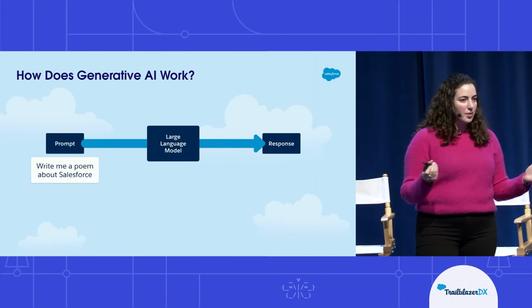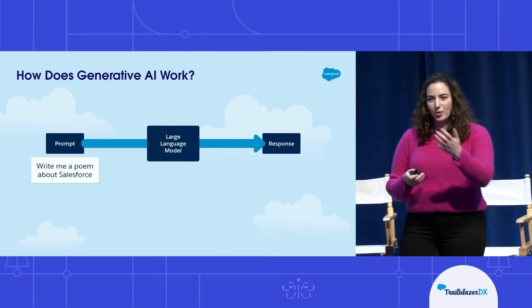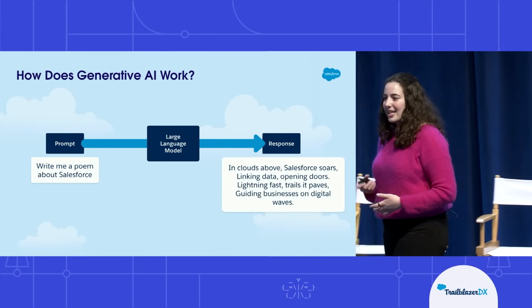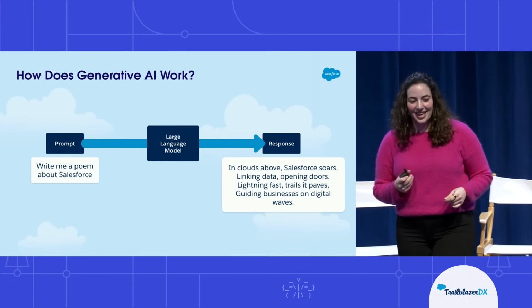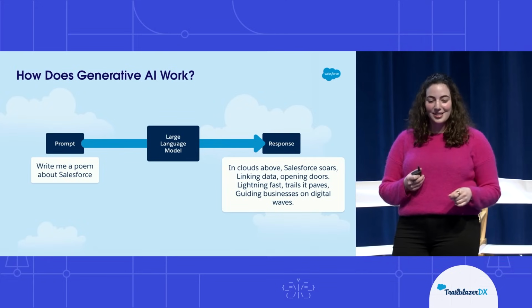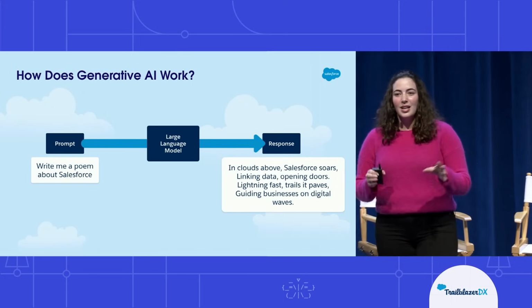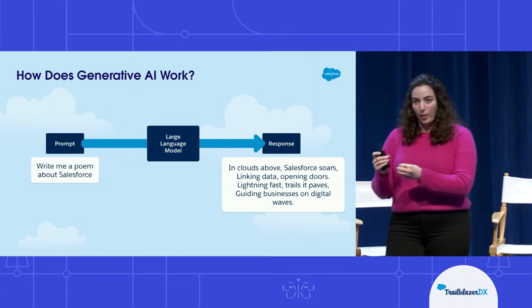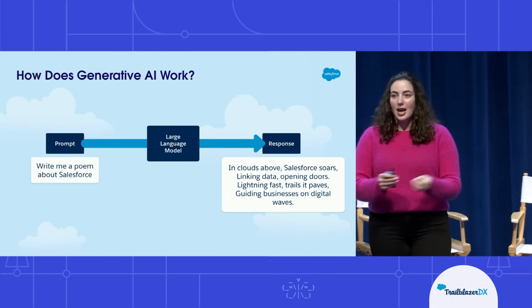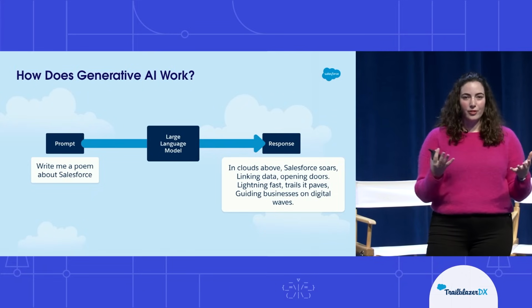So an example prompt might be, write me a poem about Salesforce. That passes through that large language model, and it can generate something like, in clouds above, Salesforce soars, linking data, opening doors, lightning fast trails it paves, guiding businesses on digital waves. Now, we see how the LLM was able to do that. It took what it knows about poems and what it knows about Salesforce, and it put those things together to generate this really exciting poem example for us.